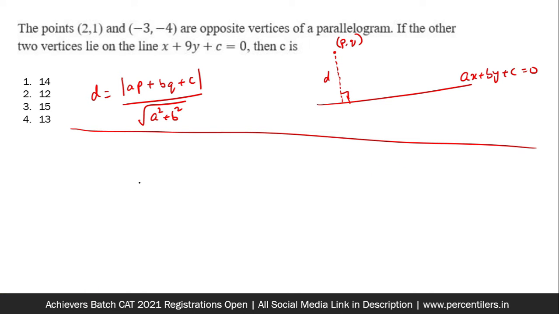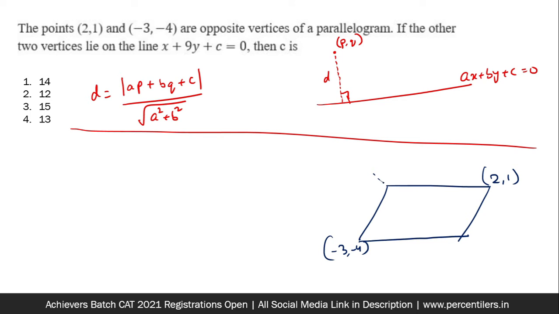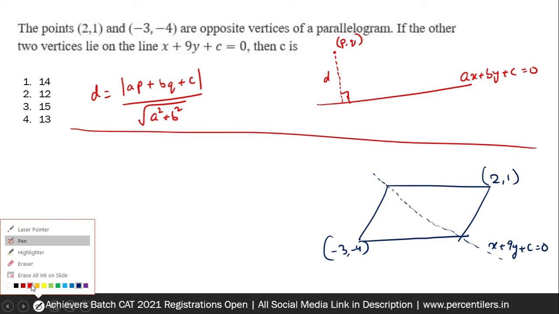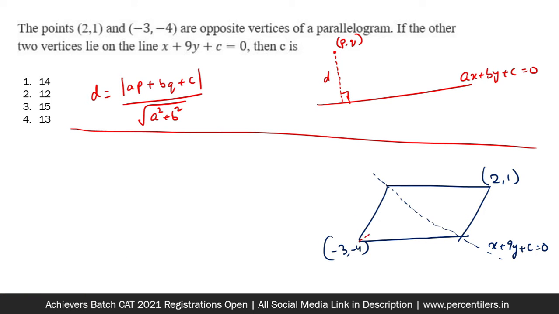So in the question, we have this parallelogram. Two opposite vertices are given, let us say (2, 1) and (-3, -4). And the other two are said to be on this line, which is x plus 9y plus c equal to 0. Now the thing is that if you drop perpendiculars from these opposite vertices, which are known, on this diagonal, the lengths of these perpendiculars would be the same, say h. So that's what we are going to do.